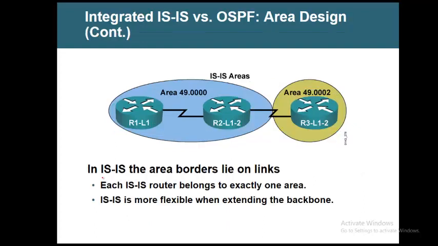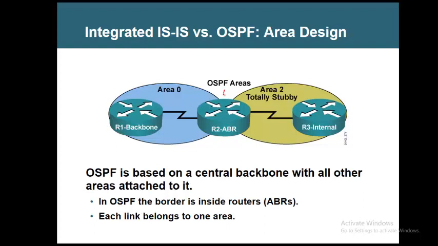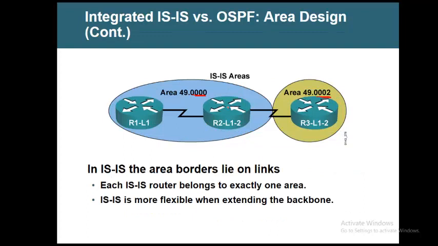Whereas in ISIS, it is like this. Is there any router common to two areas? No. You see, this is area 0. This is area 2. There is no router common. So, what is the difference? Here, the border lies inside the router. You agree? The border lies inside the router. Whereas in ISIS, the border lies on the link. Isn't it? Yes.